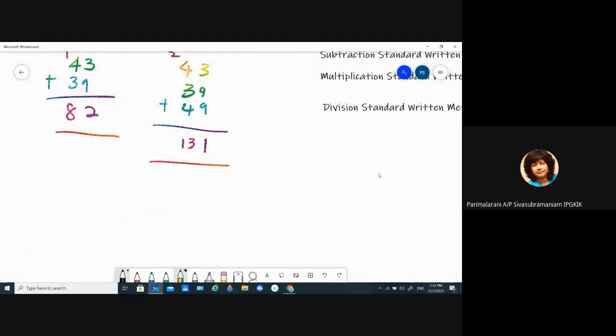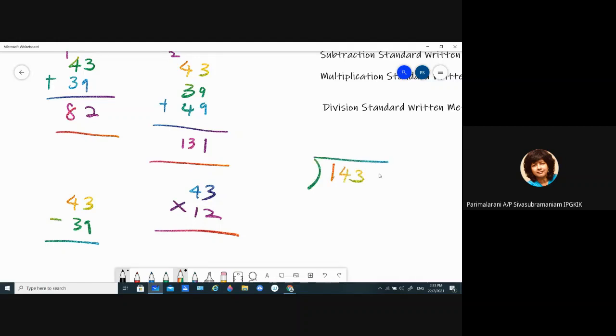And then we have the standard written method for subtraction, also similar like this. 43 minus 39, standard written method for subtraction. Standard written method for multiplication. Okay, this is the standard written method for multiplication. For division, standard written method for division. This is how we do long division, our standard written method, okay?